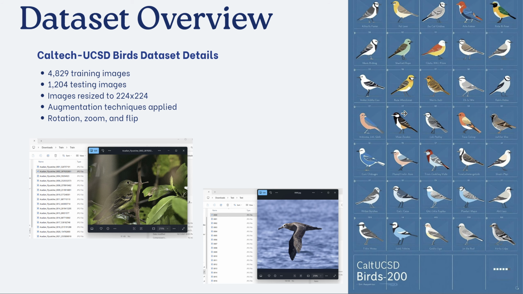The dataset that was used contained approximately 4,000 training images and around 1,000 testing images across 200 bird species. Each image was resized to 224 by 224 pixels to match the ResNet input requirements. To improve generalization, I applied augmentation such as rotation, zoom, brightness change, and horizontal flipping. The dataset was also organized using annotation files, which were already given.